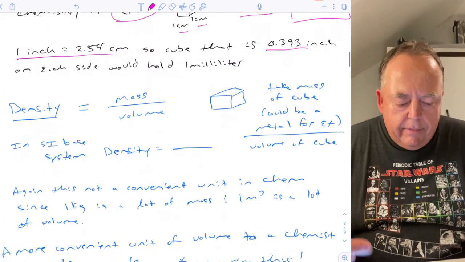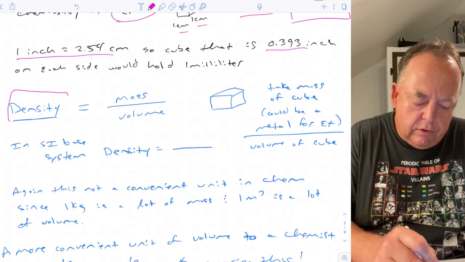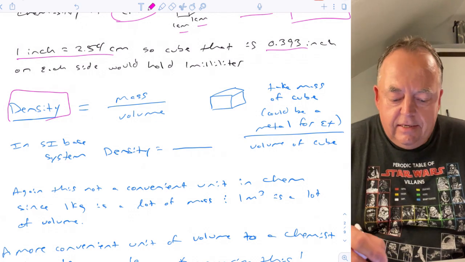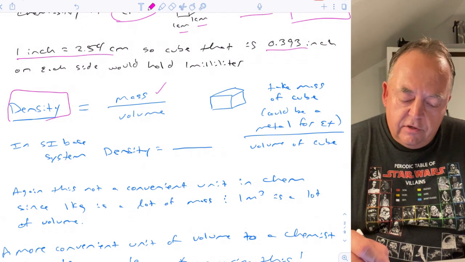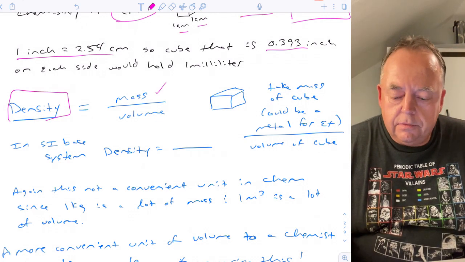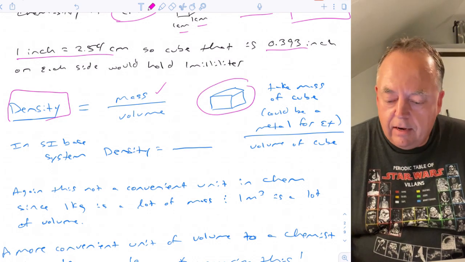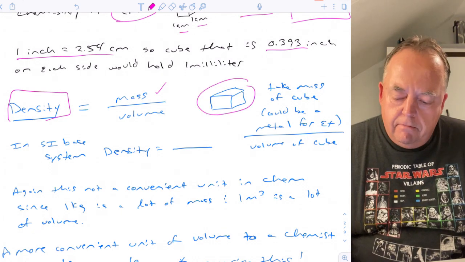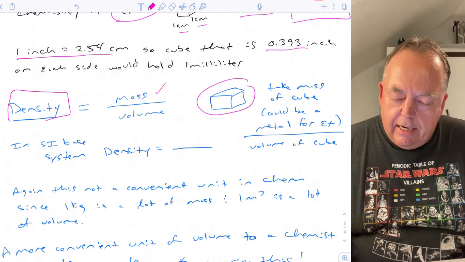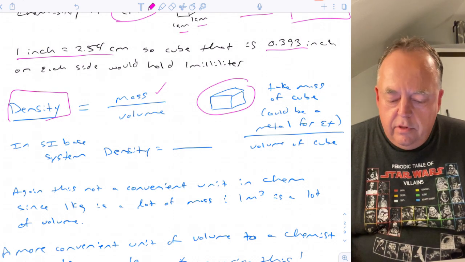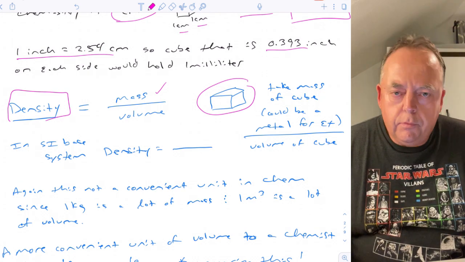Okay, so another common derived unit in chemistry is what's known as density. So what is density? It's the mass of the substance divided by the volume of the substance. So if you had a block of metal, for example, if you took the mass of that metal and you calculated the volume of that cube, then the mass divided by the volume would be its density.